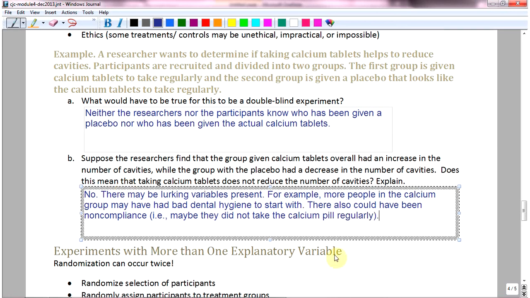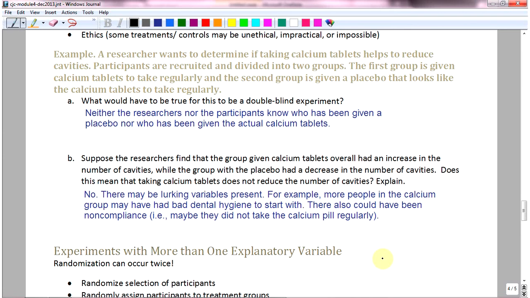So unfortunately, most experiments are not foolproof. Most studies are not foolproof. So you report the results of your study, but you cannot say that your explanatory variable necessarily caused the response variable. At best, there's evidence that there may be a relationship.